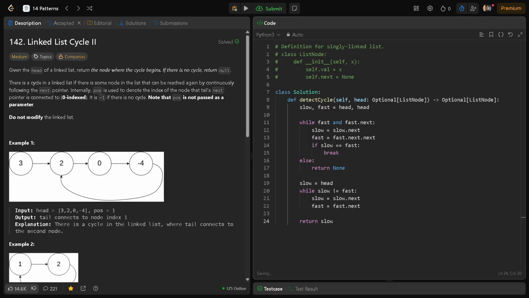This works because of a mathematical property of linked lists with cycles. The distance from the head to the start of the cycle is the same as the distance from the meeting point back to the start of the cycle. That's why resetting one pointer to the head and moving both step by step works perfectly.